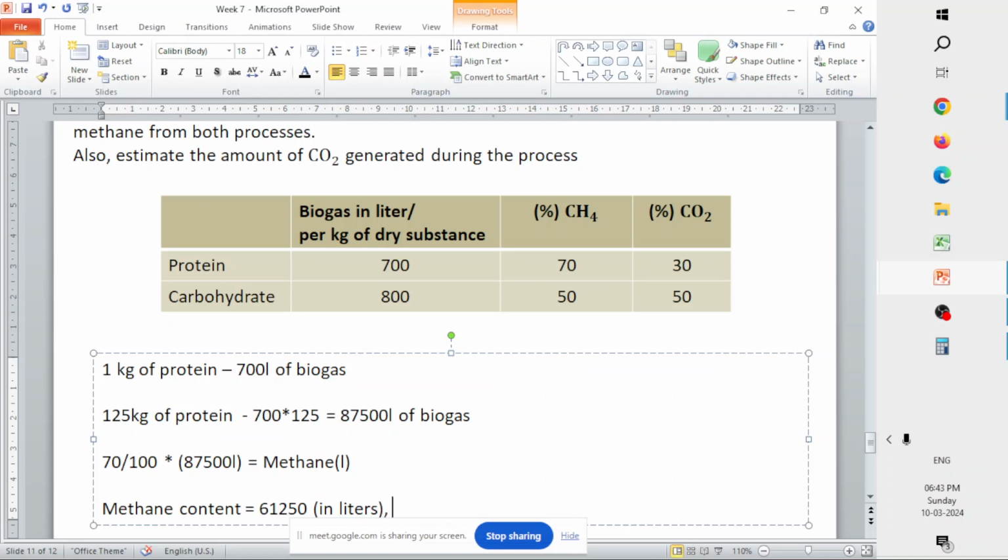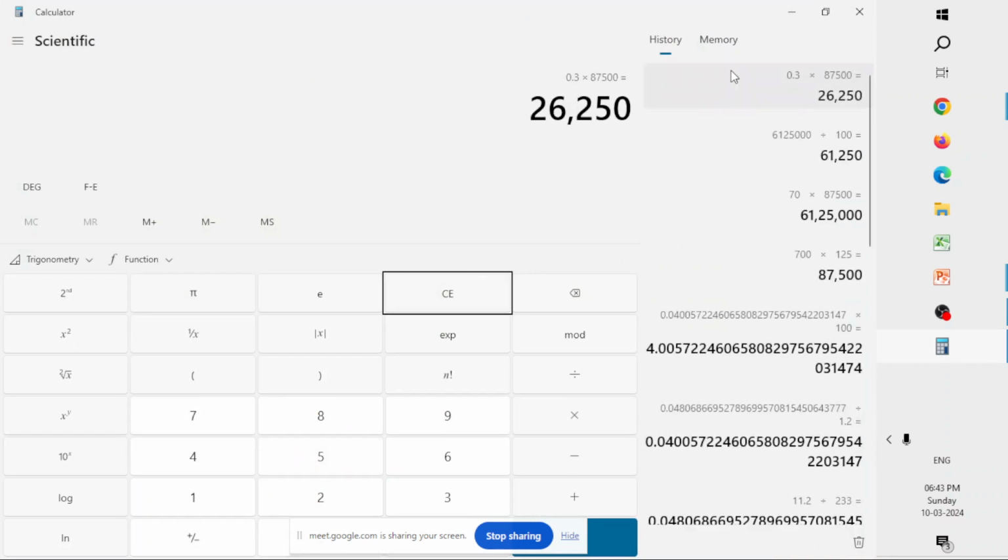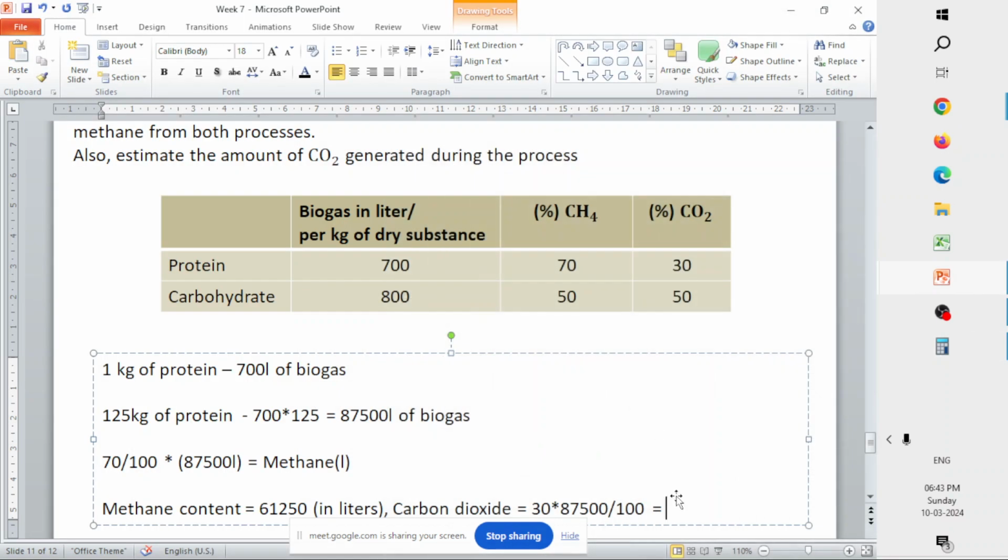The remaining 30 percent will be the carbon dioxide that gets generated. Here we are asked to estimate the CO2 also that gets generated during this process. So the carbon dioxide content will be 30 percent of 87,500, which will be 26,250 liters. So this will be the carbon dioxide that is getting generated by the digestion process. This is for protein based feedstock.